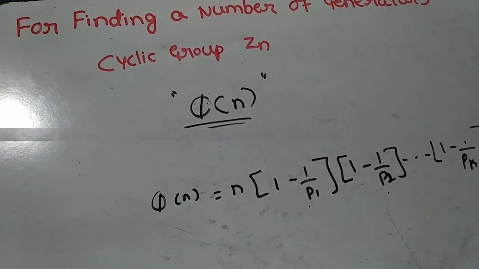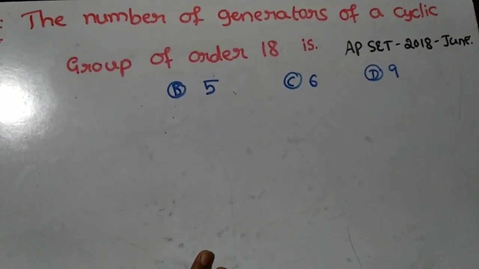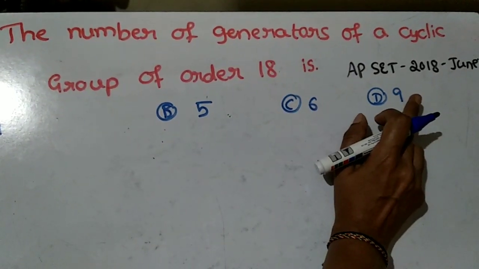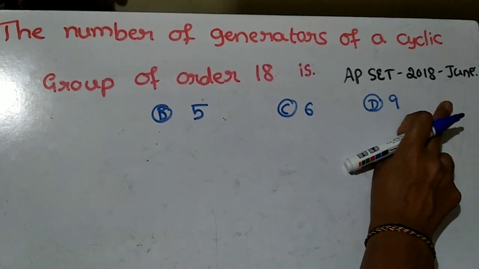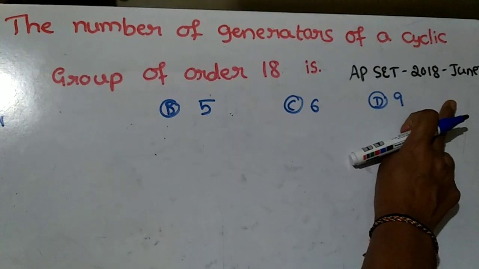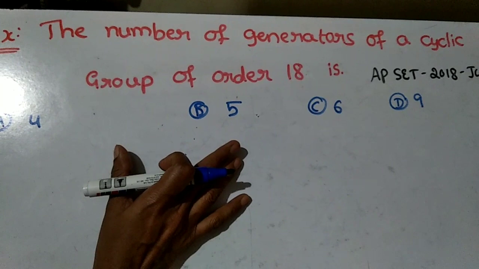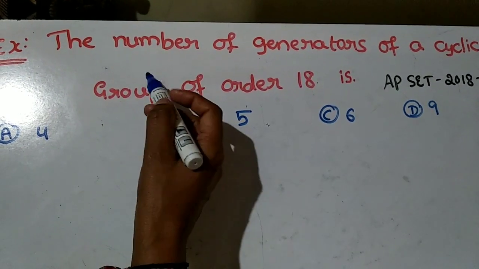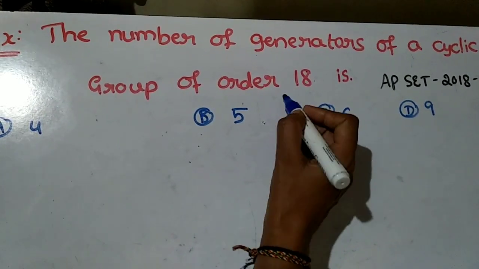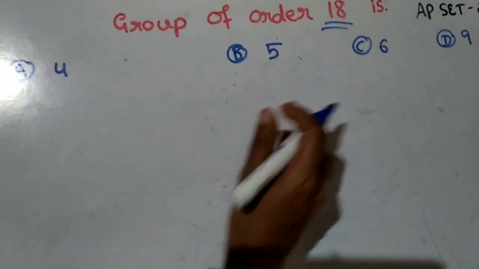Okay, now let me see an example. I took an example which was asked in the AP SET exam, means Andhra Pradesh SET exam, in the year 2018, in June. If you want, you can go through the question paper. You just go and download it and you can check whether this question came or not. Okay, so let me explain this one. What they ask: the number of generators of a cyclic group of order 18. So here our given n is what? Which is 18. So here I have written in options.